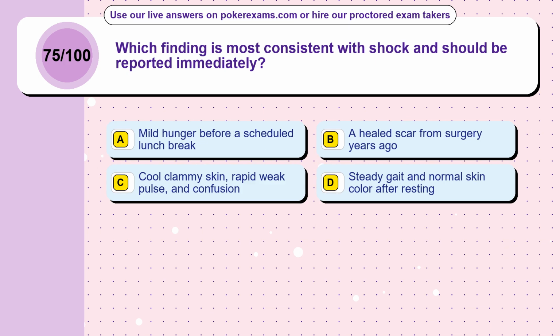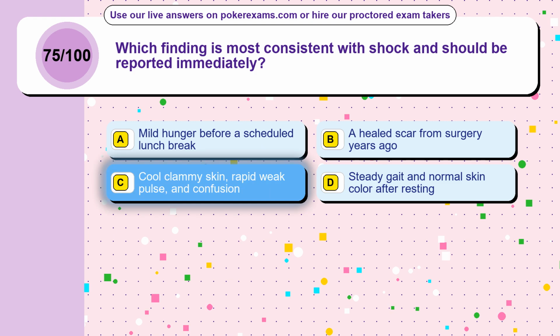Question 75. Which finding is most consistent with shock and should be reported immediately? Option A. Mild hunger before a scheduled lunch break. Option B. A healed scar from surgery years ago. Option C. Cool clammy skin, rapid weak pulse, and confusion. Option D. Steady gait and normal skin color after resting. The correct answer is option C.